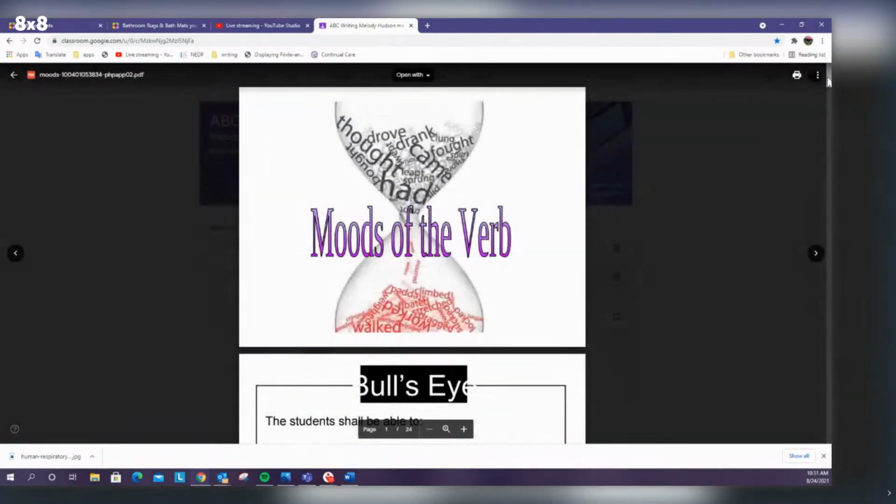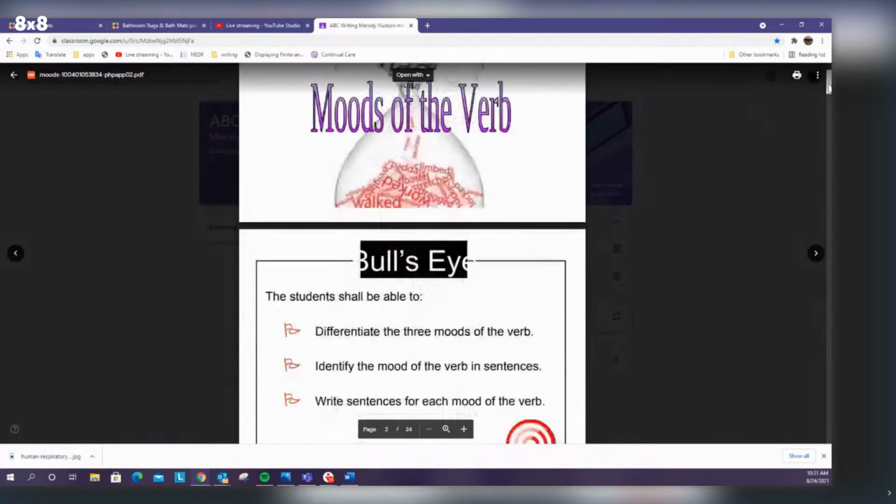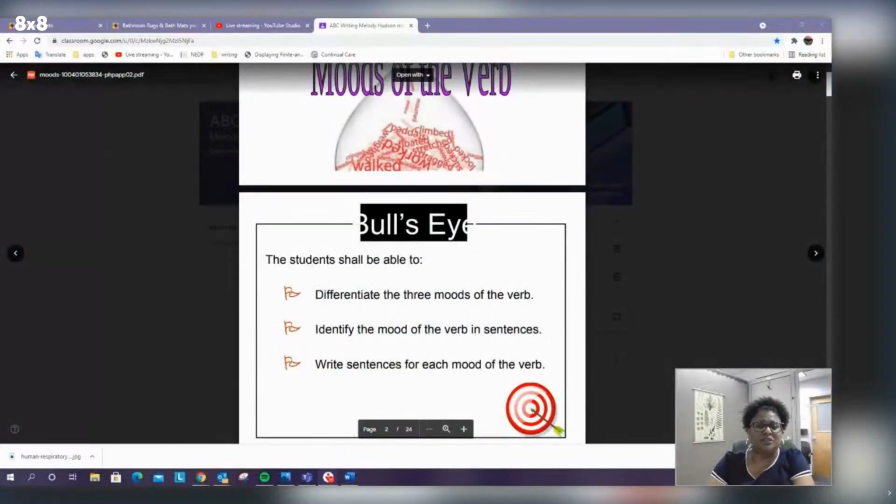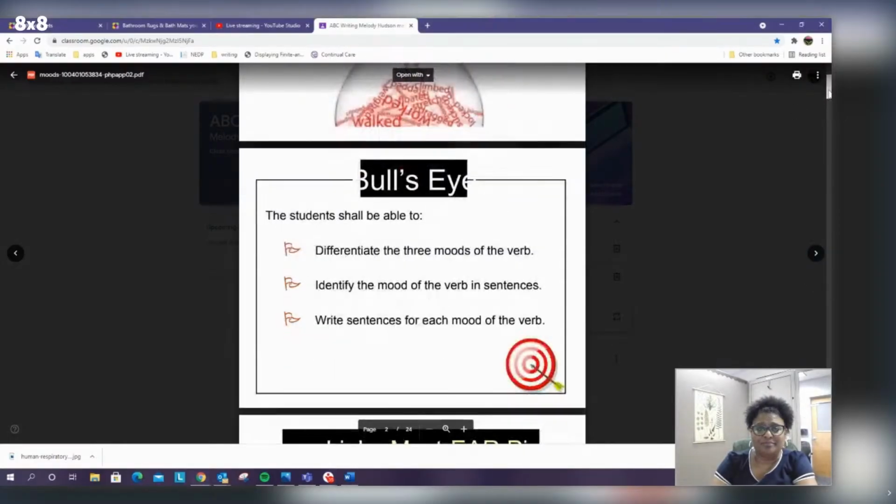So, moods of the verb. What we're going to do is differentiate the three moods of the verb. We want to be able to identify the mood of the verb in sentences and write sentences for each mood of the verb.